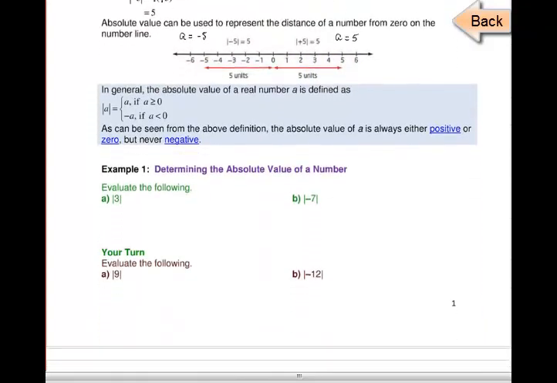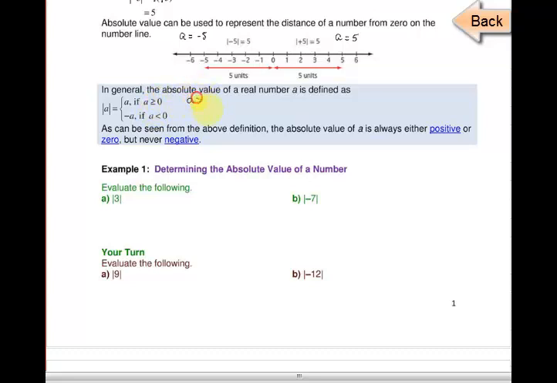In general, the absolute value of a real number a is defined like this. The absolute value of a is equal to a if a is greater than or equal to 0. The absolute value of a is equal to negative a if a is less than 0. We're not going to put less than or equal to 0 on this one because we already have the equal sign on the other one. So I'll split this up and show you with an example.